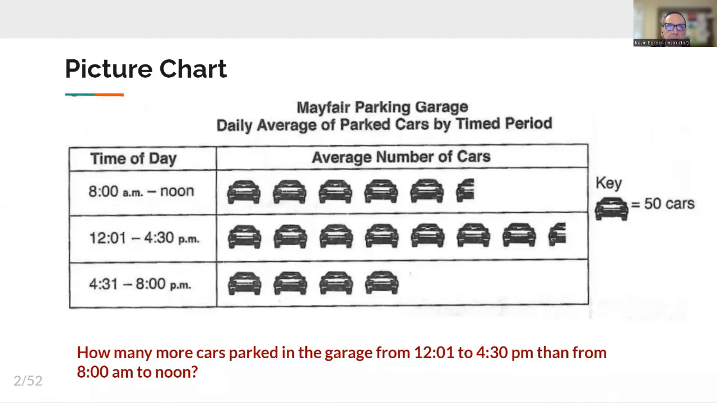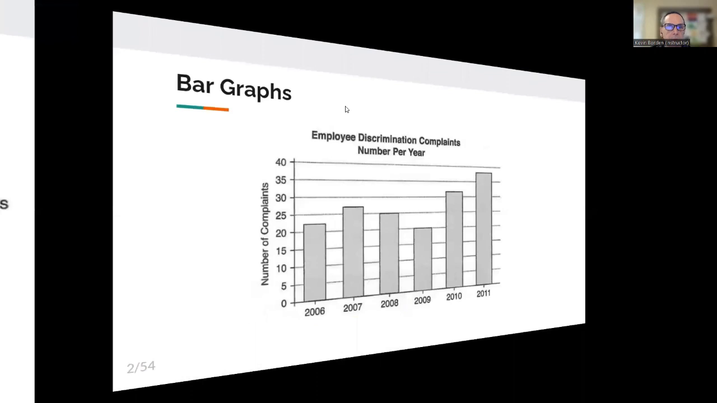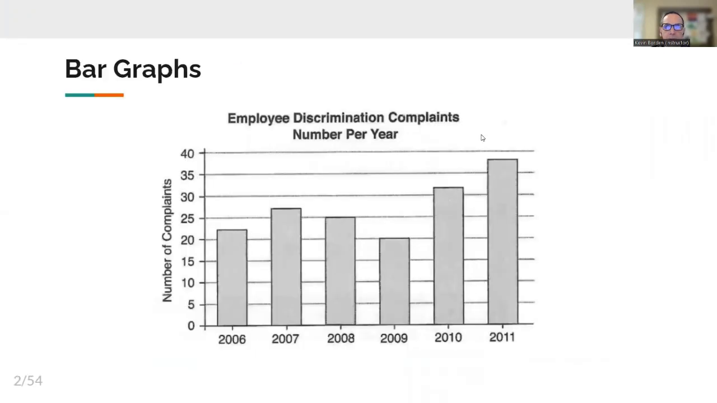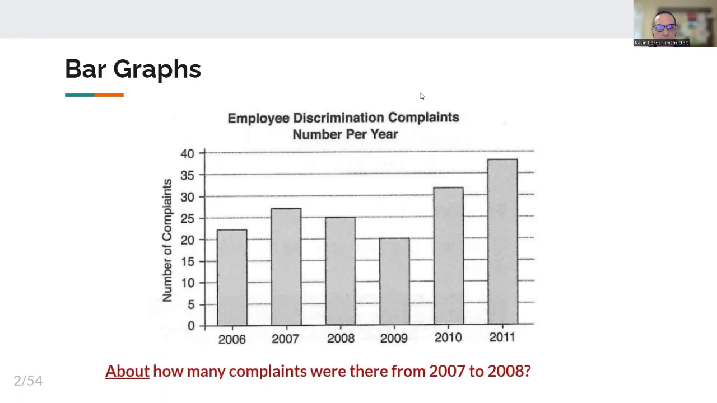Once again, I'm not going to spend too much time on these because we're going to do that in the practice session. Here we have a bar graph. What's the question that's being asked? How many complaints were there from 2007 to 2008? And it says about. Let's focus on that. So they're clearly asking us to estimate a little bit. And we're only talking about 2007 and 2008. So we're really focused in right here.